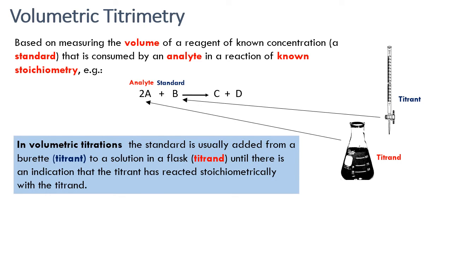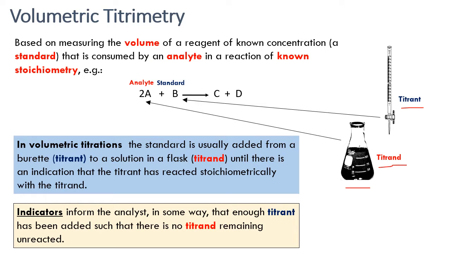Now, as mentioned, in this scenario, your analyte would be A, and it would be your titrand, in your conical flask, and your titrant would be your standard solution, which would be added from the burette. As we mentioned, this reaction would continue until there's an indication that the titrant has reacted stoichiometrically with the titrand. And so we use indicators to help inform us that enough titrant has been added and that there is no titrant remaining unreacted.